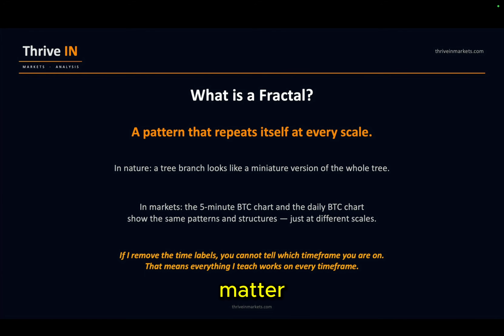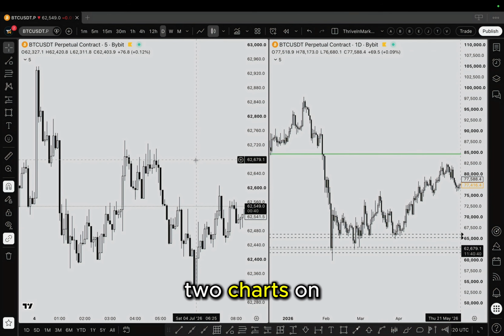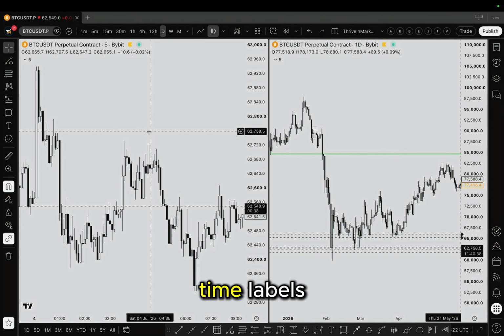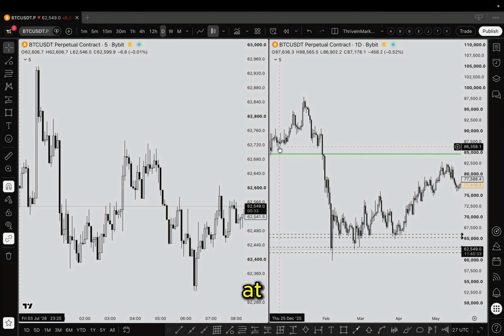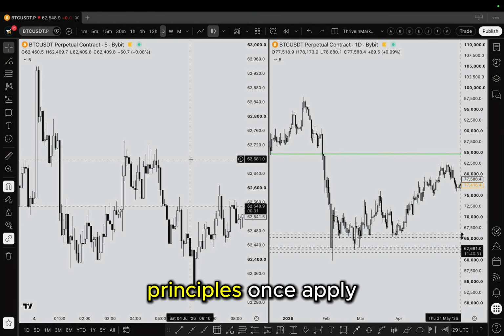Why does this matter? Because every principle I teach you in this module works on every time frame. There is no 5-minute version and no daily version of this analysis. If I put two charts on screen without their time labels, you would not be able to tell which one you are looking at. That is the point. Learn the principles once, apply them everywhere.